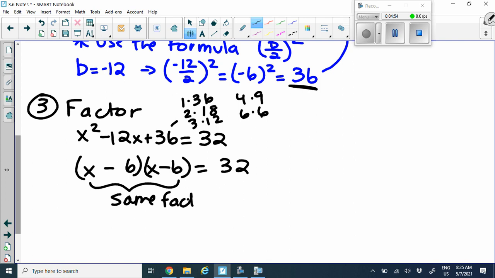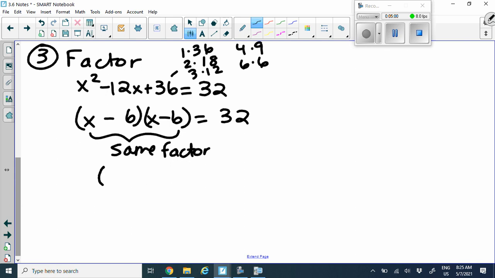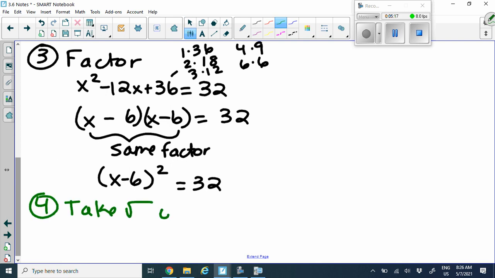Now, this should always happen. You should always get the same factor. If not, rethink how you factor. So rewriting this, I'm going to have x minus 6 squared. Remember, we lightly talked about this, that you can rewrite it, indicating with that squared that you have two of the same factors. Now my next step is to take the square root on both sides.